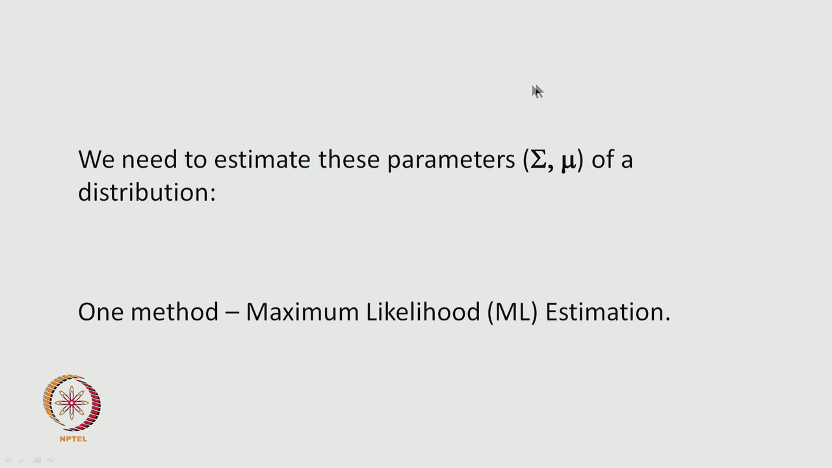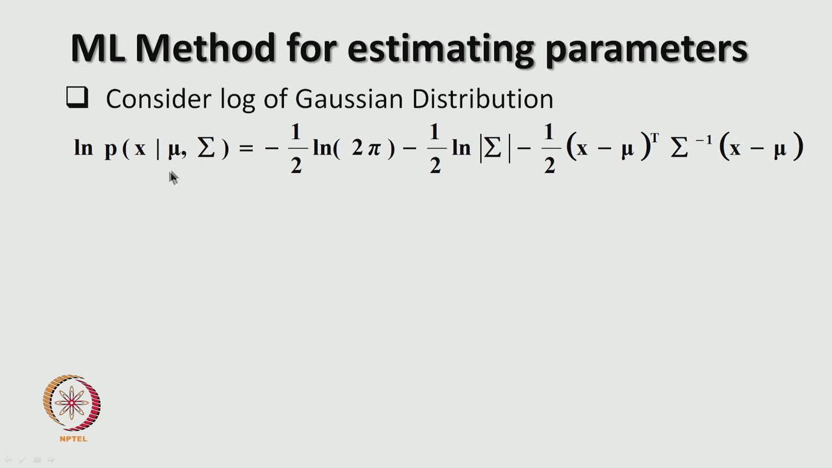To do this, we basically need to estimate the covariance matrix and mu for a particular distribution. One such method is called maximum likelihood estimation, where we need to estimate these for particular data samples. So, we look at this ML method, which is a simpler one to visualize.